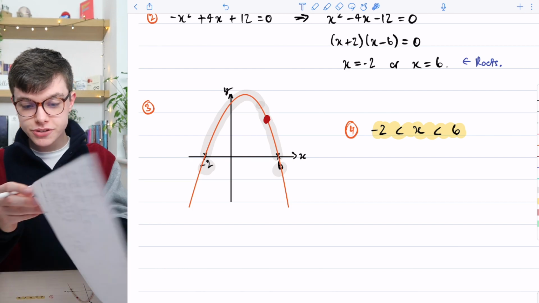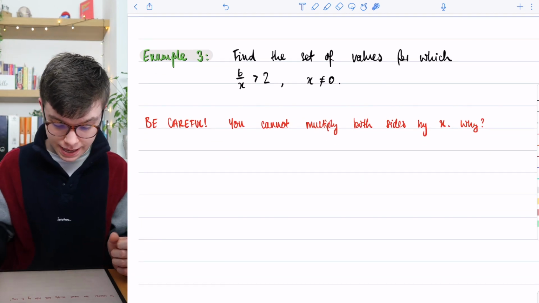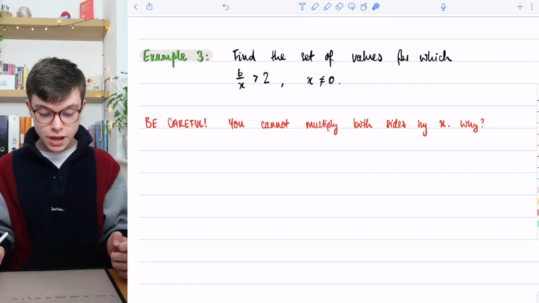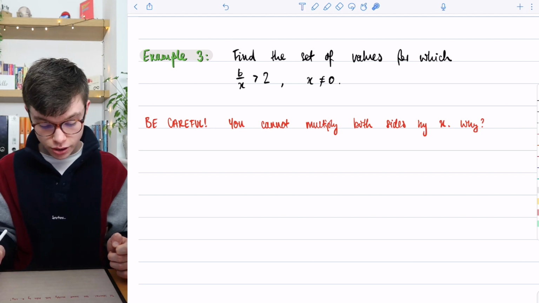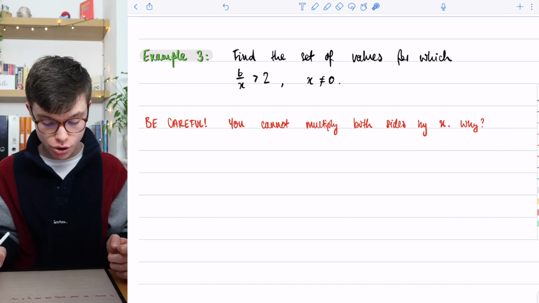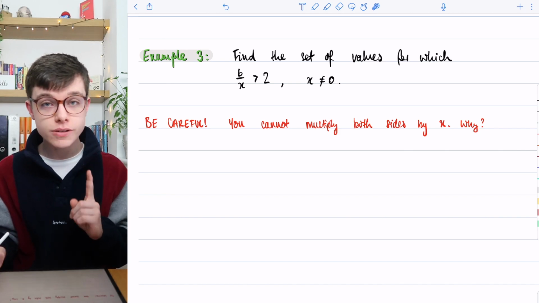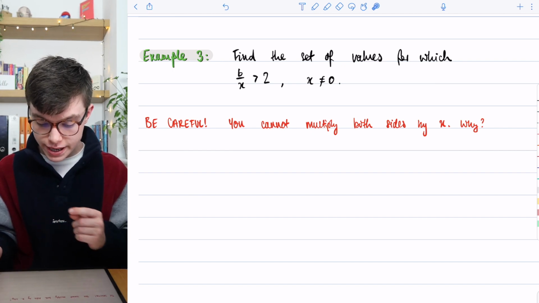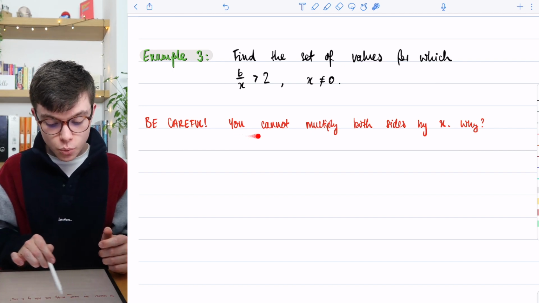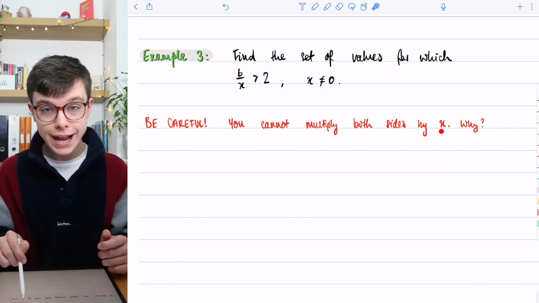Okay, I think we also have another example. We do, so let's have a go at that example. Now, be careful with this one. We're being asked to find the set of values for which 6 over x is greater than 2. And we're told just one thing about x. We're told that it cannot be 0. And we need to be careful because we cannot multiply both sides of this inequality by x.